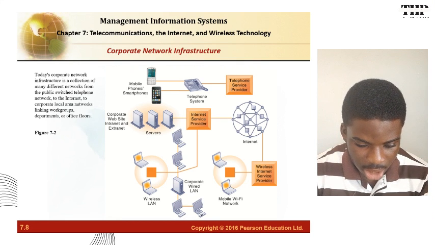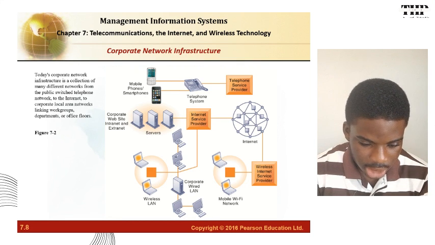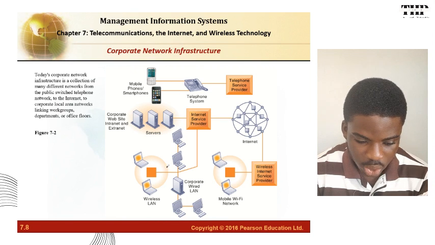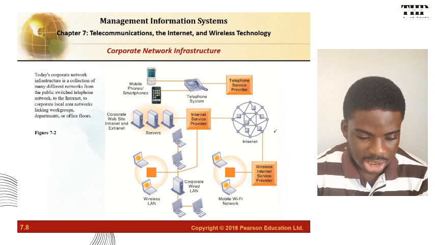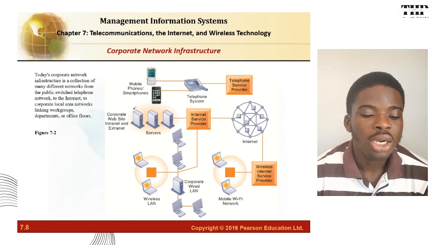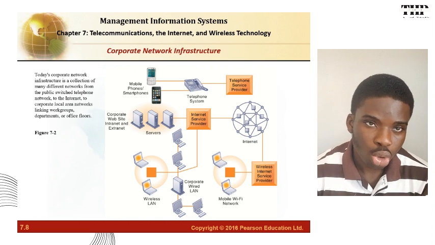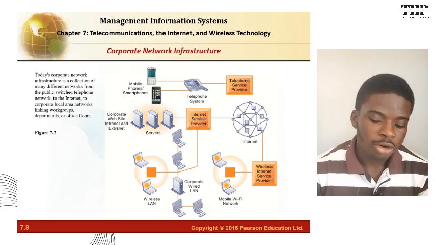And these computers, I'm guessing, will be clients. Yeah, these are all clients on the network. And there's a wireless LAN, right? So this is an illustration of what a corporate network infrastructure would or should look like. Moving on.